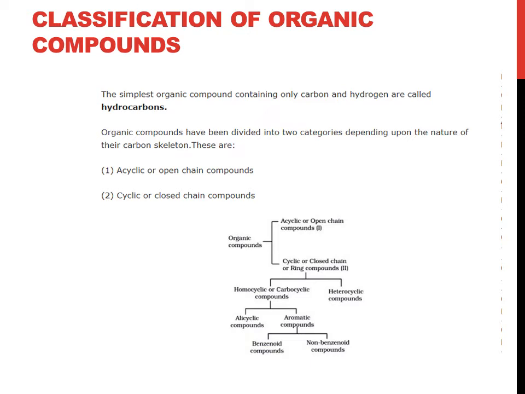There is a flow chart. Let us study this. Organic compounds have been divided into two parts: acyclic or open chain compounds, and cyclic or closed chain or ring compounds. Further, ring compounds are divided as homocyclic or heterocyclic. Homocyclic is divided as alicyclic or aromatic. Aromatic is divided as benzenoid and non-benzenoid compounds.